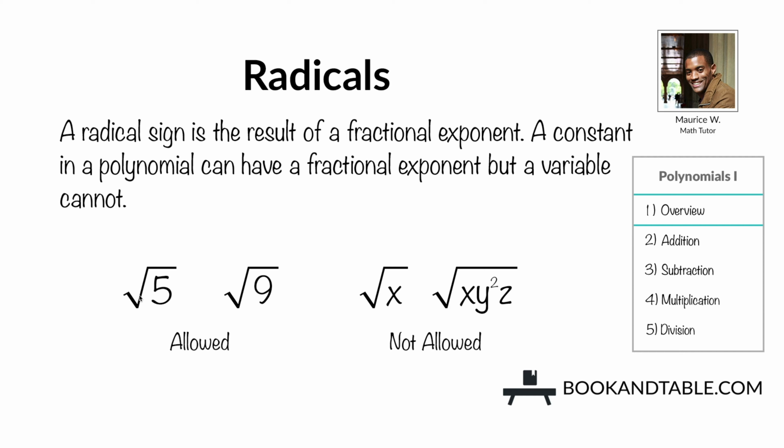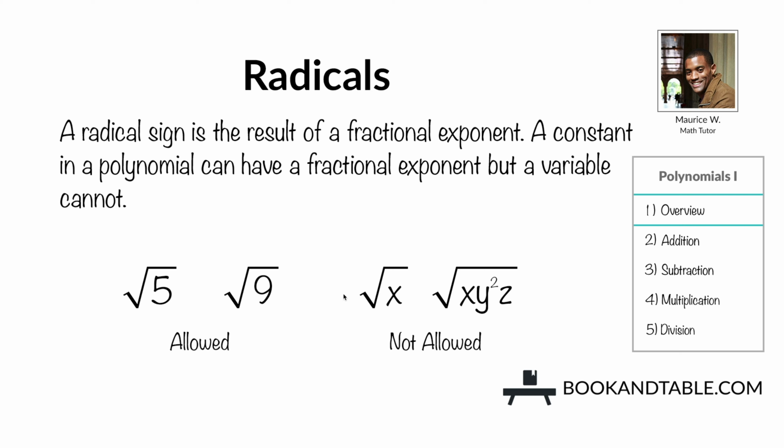A radical sign is the result of a fractional exponent. A constant in a polynomial can have a fractional exponent, but a variable cannot. So the square root of 5 and the square root of 9 are allowed to be a part of the terms in a polynomial. But the square root of x or the square root of x times y squared times z, none of these would be allowed because these variables would then have exponents that are fractions.